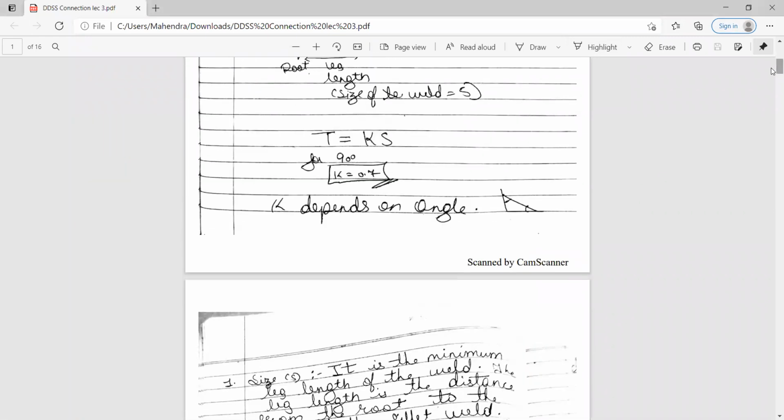Now, the formula to calculate T is K into S, where K is nothing but a constant and K will always depend upon your angle. So for 90 degree, the value of the constant will always be 0.7. And almost always we are using the sums for 90 degree weld only. So for K, we are going to take the value as 0.7. And if the angle changes, it will depend upon the angle. So note down this as a note: the formula to calculate T is K into S, for 90 degree the value of K is 0.7, and K depends upon the angle.